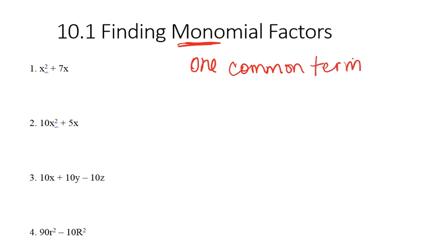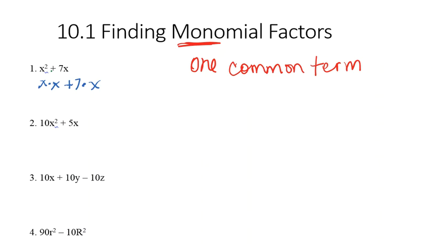So one of the ways that we can do that is to break it down and show each individual part. So for instance, what does x squared really mean? X squared is x times x. That's what x squared means. And then 7x is 7 times x. So this is a binomial, right? I have two terms, the x squared and the 7x. I've broken them down into what their parts are.